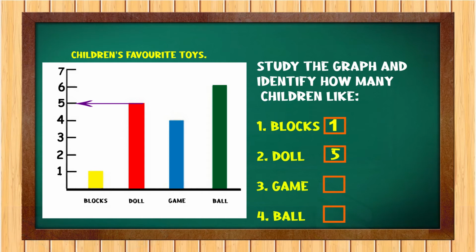Now let's look at game. How many children like game? Well, game is represented by the blue bar and it stops at 4. Therefore, 4 children like game. Now let's look at the final bar, which represents ball, and it says there 6 children like ball. And it's that simple, boys and girls.